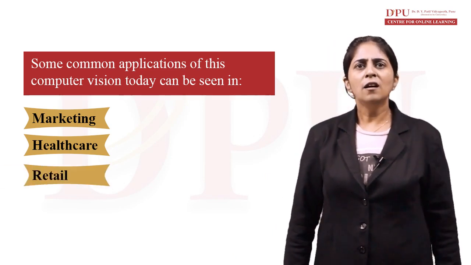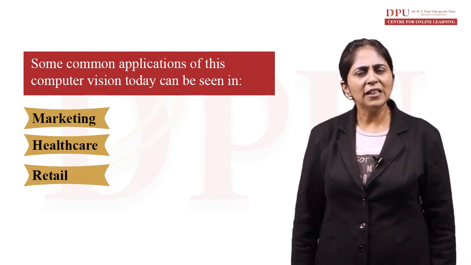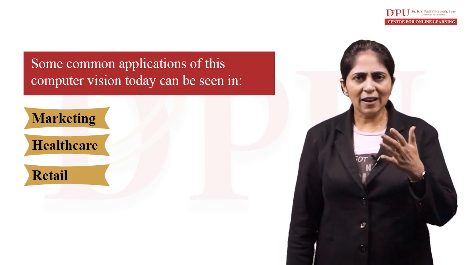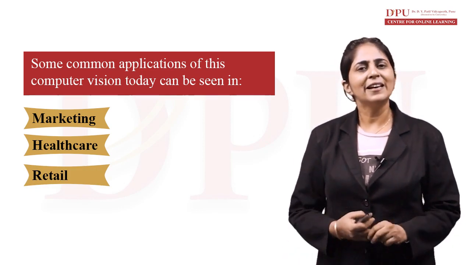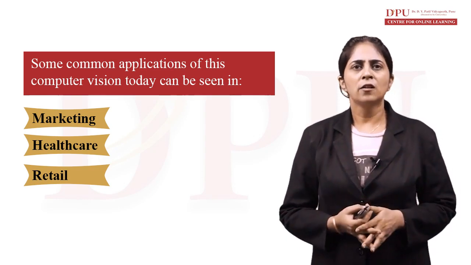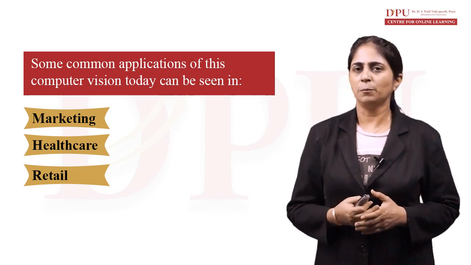Then retail. Visual search has been incorporated into some e-commerce platforms. It allows brands to recommend items that would complement an existing wardrobe. That means if you have bought certain products from a particular website, then similar products will be displayed to you the next time also.